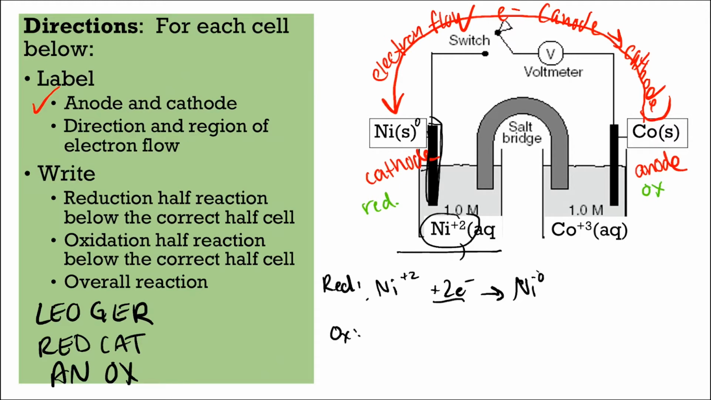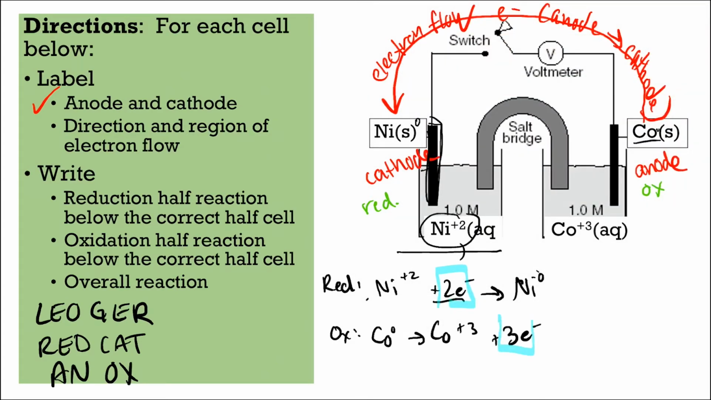For oxidation, we're talking about cobalt. We have cobalt 0 and cobalt plus 3. Remember, for oxidation, you are losing electrons. So electrons will always be on the product side for oxidation. And just a rule of thumb for all of it, you're always adding electrons to the more positive side. So your oxidation reaction looks like cobalt 0 gives you cobalt plus 3 plus 3 electrons, like that.